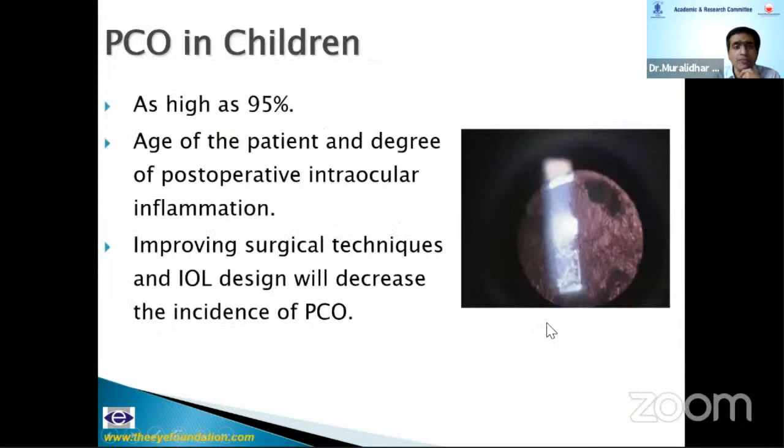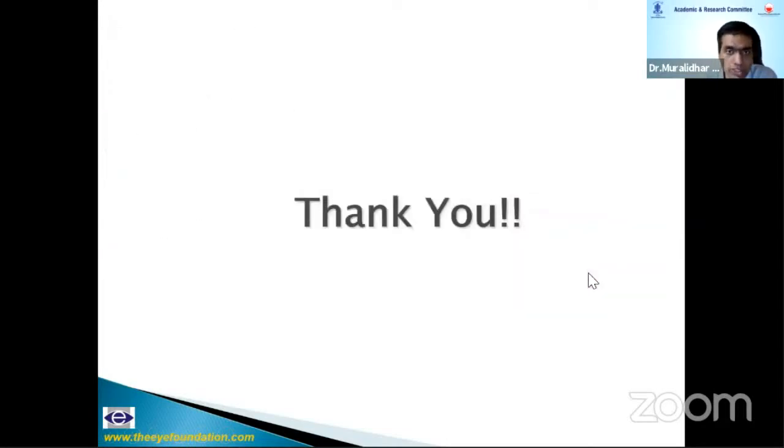And PCO in children, if you do not do a PPC, can be as high as 95%. I do not rely on YAG in less than 8-year-olds, and even in those who are unlikely to come for follow-up, because YAG disrupts the soft after cortex into the vitreous, and it can cause a lot of inflammation.